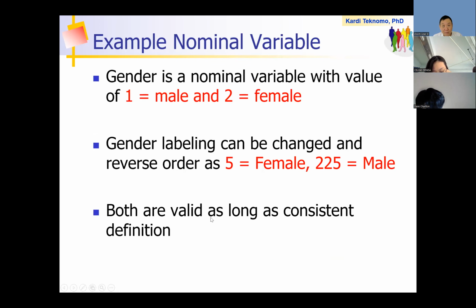Another example, gender is 1 equal male, 2 female. You can change the number. Female is 5, male is 225. That's fine. They are equally correct. Both are valid as long as you have consistent definition. So the numbering itself does not really matter because the number is just assignment, just a symbol. Is it clear?